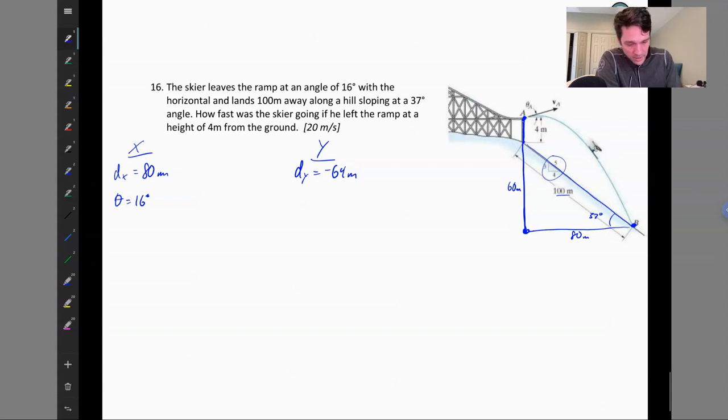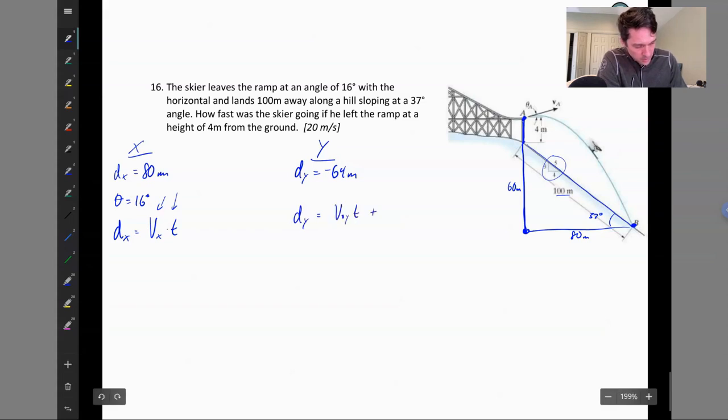So in the x direction, really the only formula available is that the displacement in the x direction is the velocity in the x direction times time. Of course, without velocity or time, two unknowns, there's a clue. We're going to need two equations. In the y direction, displacement in the y direction is V0y times t plus one half acceleration, but half the acceleration is half of 10, so that's minus 5t squared. So there's my y equation.